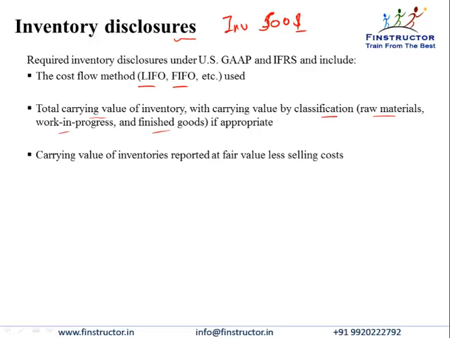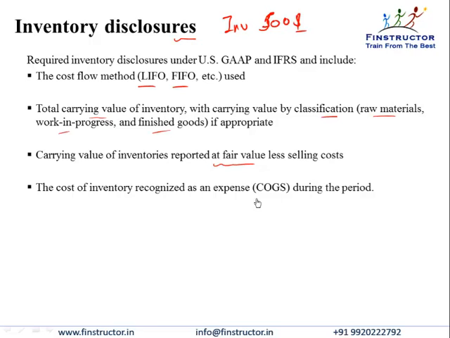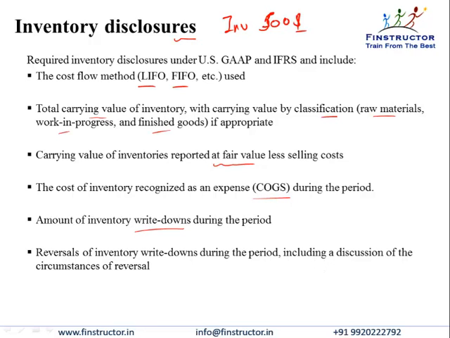If any inventory has been reported at fair value rather than the cost method, the cost of goods sold during the period, any write-downs if there were, any reversals of write-down that were there, including why those write-ups were done, and the carrying value of any inventory that has been pledged as collateral to a bank or any institution.